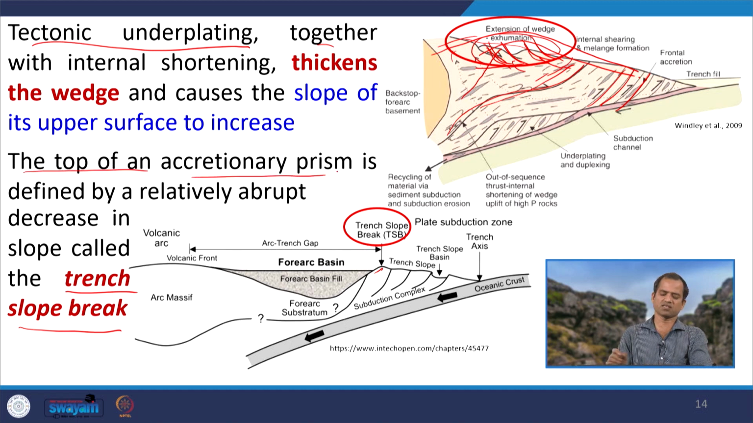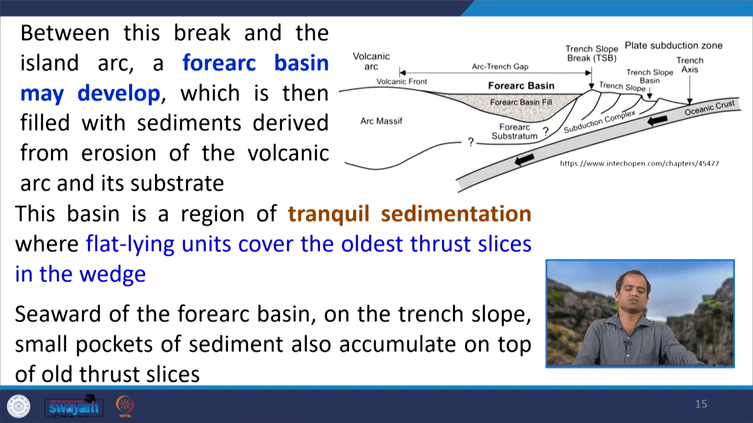So, the top of the accretionary prism is defined by a relatively abrupt decrease in slope, called the trench slope break. For example, here this slope was earlier like this, and due to the high slope there will be normal faulting, and finally this trench slope break forms here. Within this trench slope break, small basins will develop, called trench slope basins.